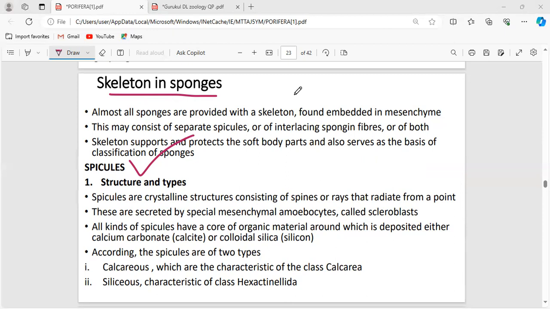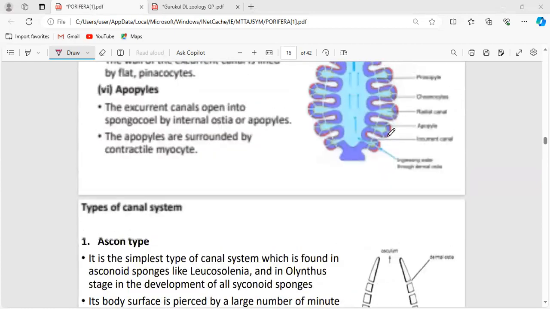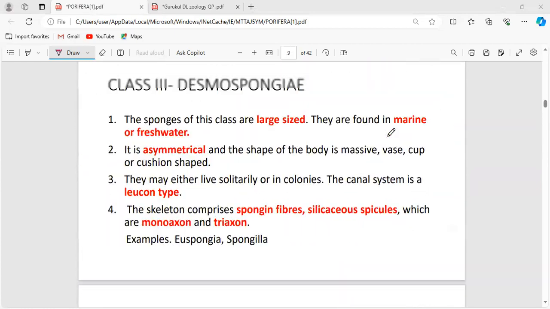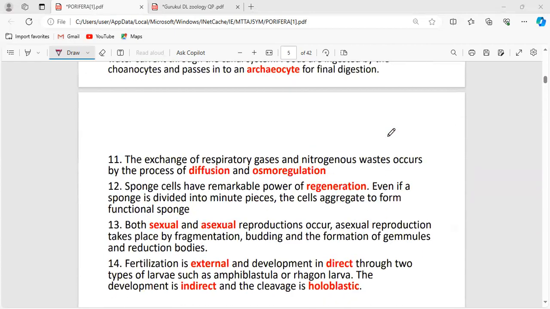For example, the inner layer choanoderm is made up of choanocytic cells. The outer layer pinacoderm is made up of pinacocytic cells. In the same way, which cell gives rise to the spicules and which cell gives rise to the spongin fibers? Lalita, answer this question. These are the things where questions have arisen frequently.